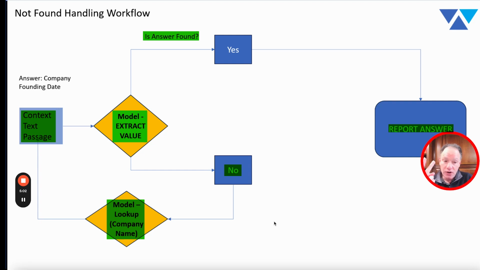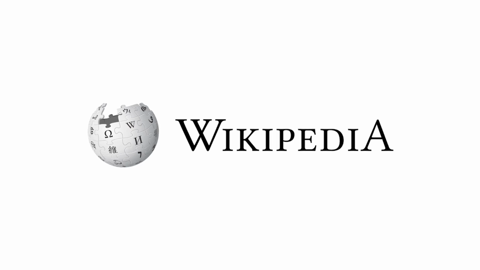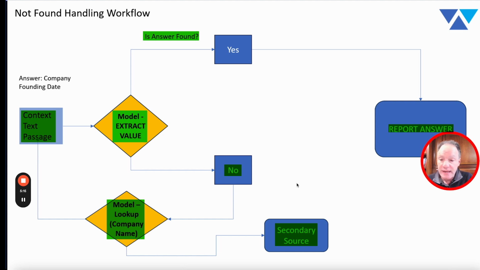So we're going to make a second call with our LLM on that passage to try to get the company name, which we're then going to try to use as a lookup in a secondary source. And in this case, we actually are going to use Wikipedia. We're going to call the Wikipedia API, and pass it the company name that we pulled in our second model call.